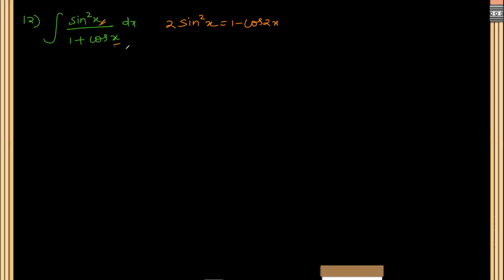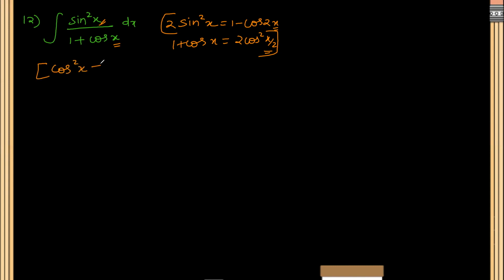But here if you see the argument is x, then 1 plus cos x formula is 2 cos square x by 2. The arguments will become different. It is difficult for us to simplify. So we are not using this form. We are making use of the trigonometric identity.